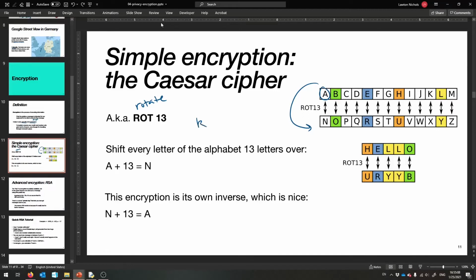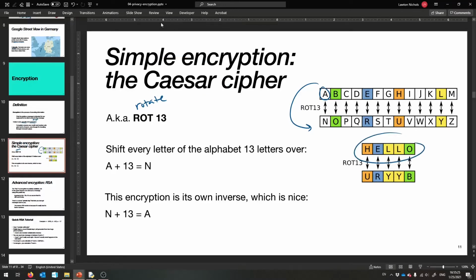You can do like ROT5 or something. That's just rotating by 5 characters, but the inverse is not the same anymore. You have to go back 5 characters now. Okay, so that's the world's simplest encryption scheme, and maybe it was popular around Caesar's time or something.